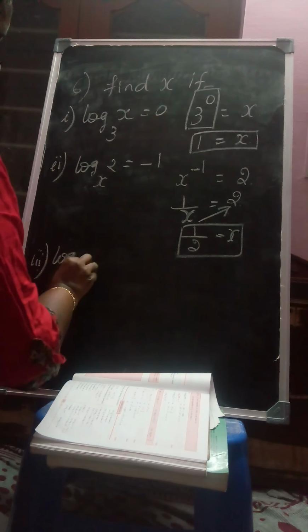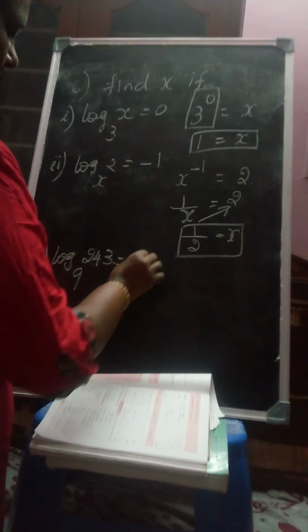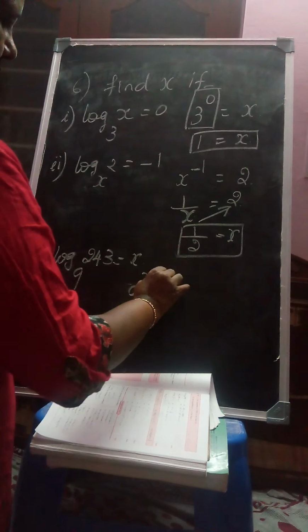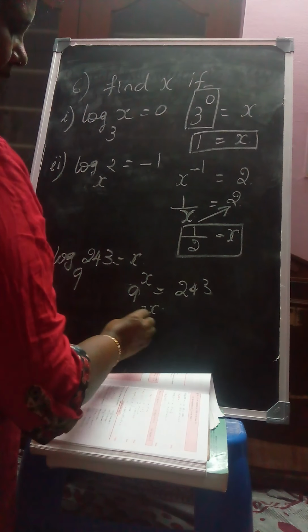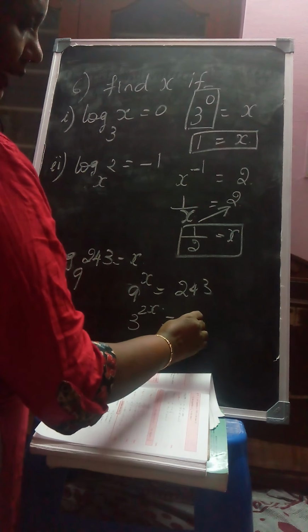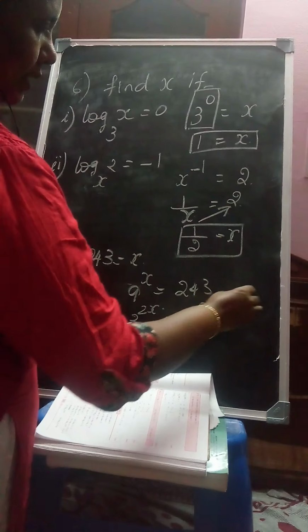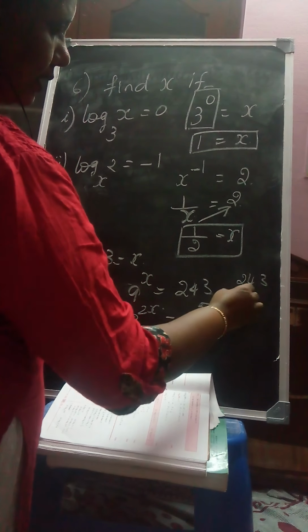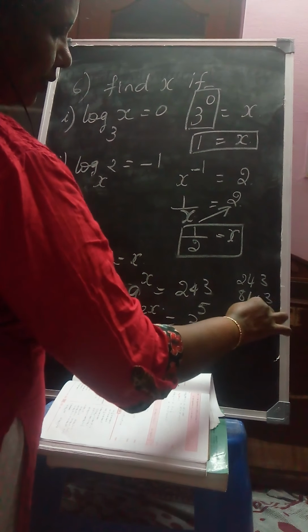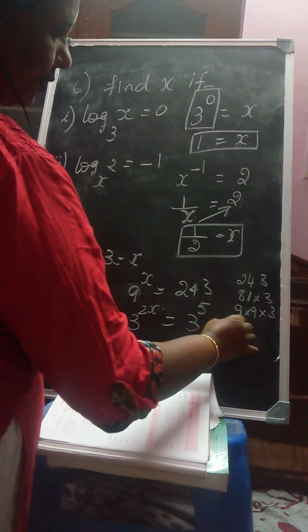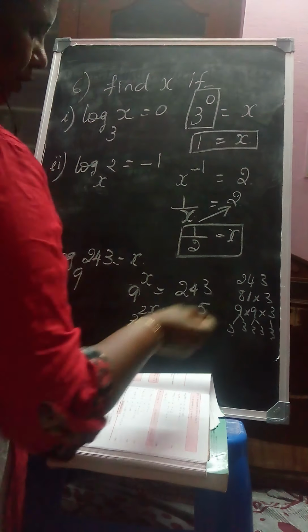log₉ 243 is equal to x. Now 9 to the power of x is equal to 243. Now 9 is 3 square. So 3 square to the power of x is equal to 243, which is 3 five times. 243 is 81 into 3. So 9 into 9 into 3. So here 9, 9 will become 3 into 3, 3 into 3, and this 3. So totally 5 times. 3 raised to the power of 5.